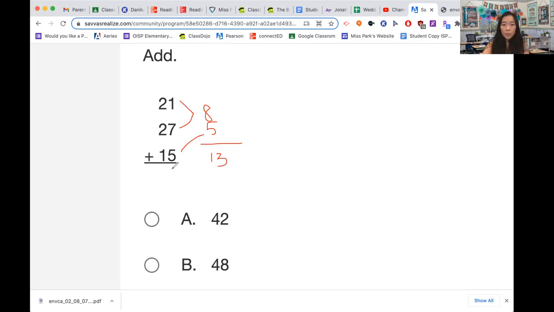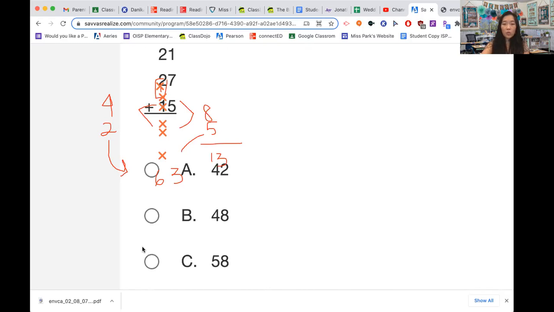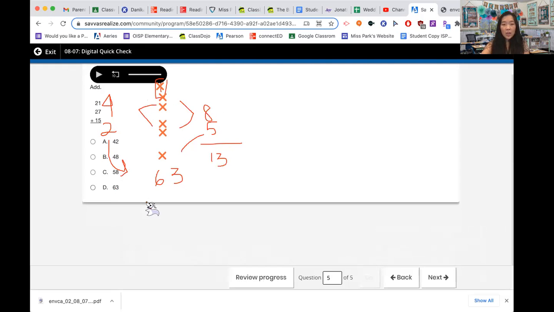We do need to regroup. The 3 goes in the ones place. The 1 goes in the tens place. Okay, and then we can count on this way. 1, 2, 3, 4, 5, 6. Another way that you can do it is you can say, well, 2 plus 2 is a doubles. And then I can add up these ones, and 4 plus 2 gives you 6. So your answer should be 63. Let's go ahead and check if our answers are correct.